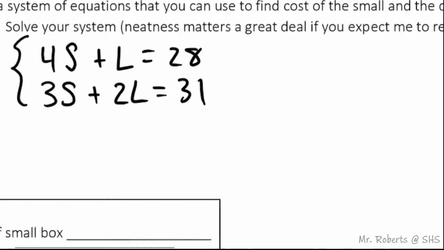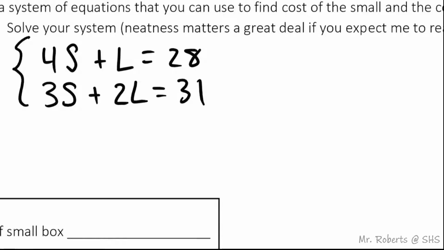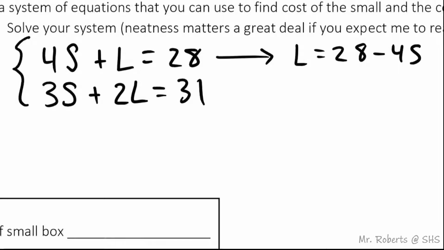I feel like doing substitution. So I'm going to take this top equation and I'm going to write it so that L is alone. So if I subtract 4s from both sides, I get that L is 28 minus 4s. You could have definitely set this up for substitution, or for elimination. I'm just using substitution. Now that I have that, this is a valid substitution for L, and my intent is to replace L in the second equation with that valid substitution.